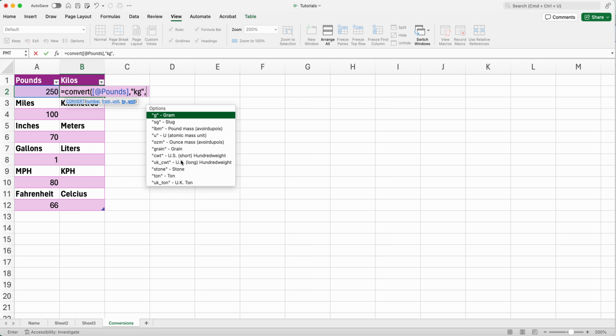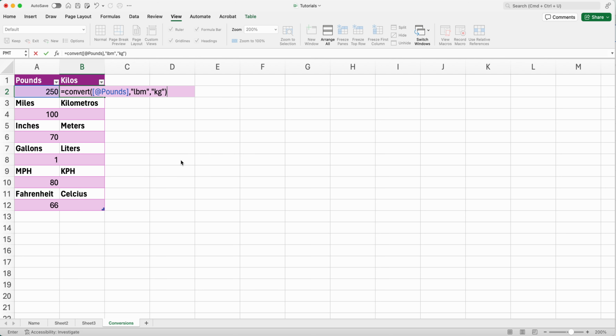Okay. Then comma. Sorry, what is it in first? It's in pounds. Pounds is LBM. Quotation mark, comma. And then the unit to what unit? Quotation mark, kg for kilogram, quotation mark, and in a parentheses. Push enter. There you go. 250 pounds is 113.39 yada yada kilos.